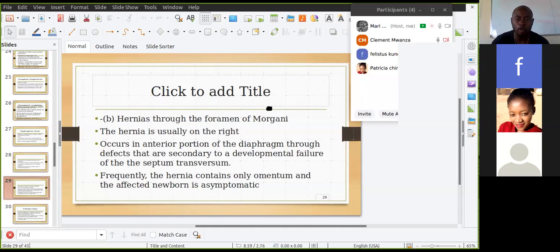Another type of common hernia in diaphragmatic hernia is the hernia through the foramen of Morgagni. This hernia is usually on the right, and the previous one, we said, is found on the left side. It occurs in the anterior portion of the diaphragm through a defect due to developmental failure of the septum and sternum. Frequently, the hernia contains only omentum, and the affected newborn is asymptomatic.